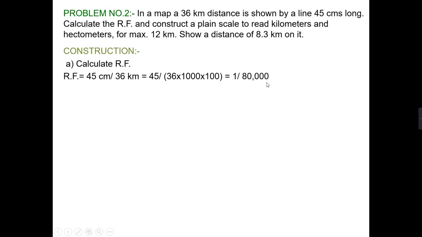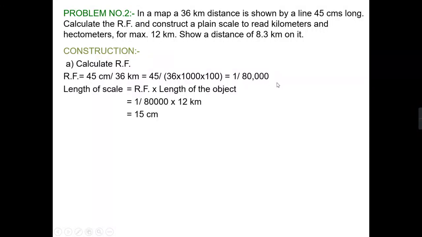Then we will calculate the length of the scale. So the maximum length we want to represent on the scale is 12 kilometer. So I will multiply 12 kilometer with the RF, that is 1 by 80,000. So we will get 15 centimeter as the length of the scale.